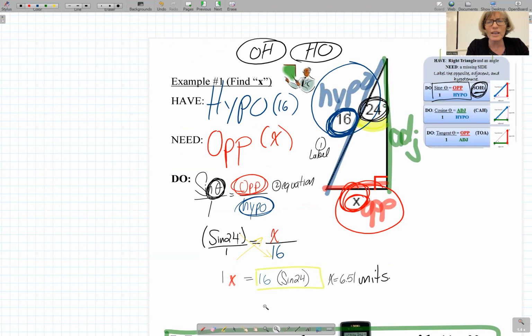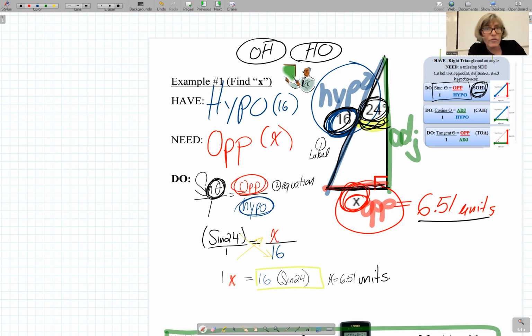Now, what's nice is you can just check this logically. My opposite here is going to be 6.51 units. My longest side, which is the hypo, should be 16. So if I get something bigger than 16, it's like, oh, probably wrong. Got it? And it's also a smaller angle. It's not a large angle, so we know this is going to be significantly smaller than 16. So just take a moment and do a logic check here.